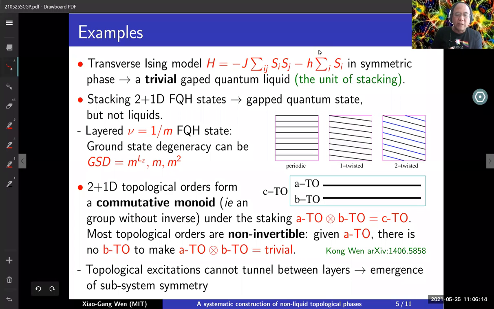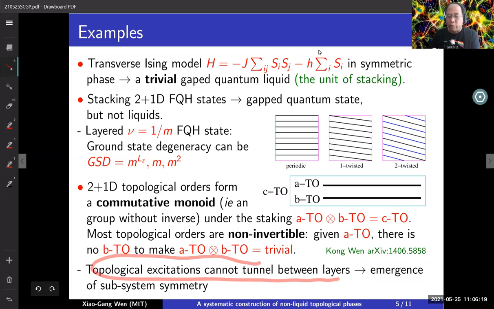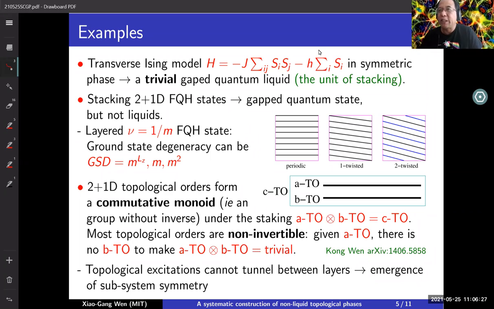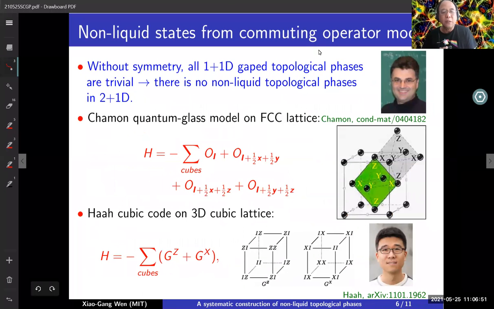So this non-commutative monoid property and the fact that topological excitations cannot tunnel between layers are very closely related. They also relate to the emergence of a subsystem symmetry, because the topological excitations will be conserved in each layer. And so we see that this subsystem symmetry and this fracton order are related. So you can see that non-invertible topological order and fracton order are also related. So this is basically the main topic of this talk.